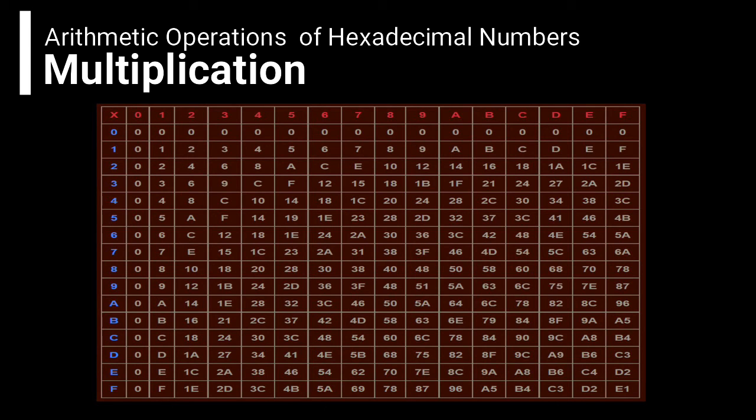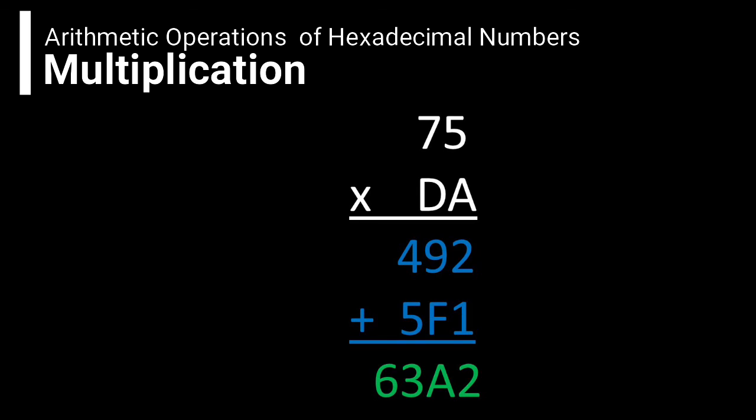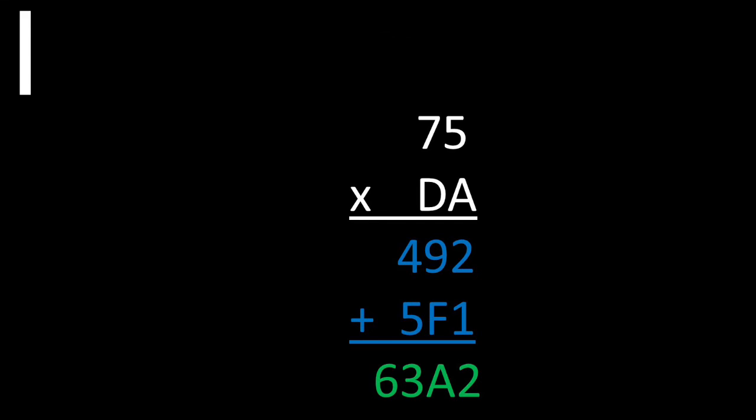Hexadecimal multiplication. When multiplying hexadecimal numbers, it is more convenient to use the multiplication table. Just do multiplication like usual, but you need to carry the left digit and make the right one as the sum. For example, 75 times DA. So A times 75 is 492. And D times 75 is 5F1. So 75 times DA is 6382. And here is the hexadecimal multiplication table.